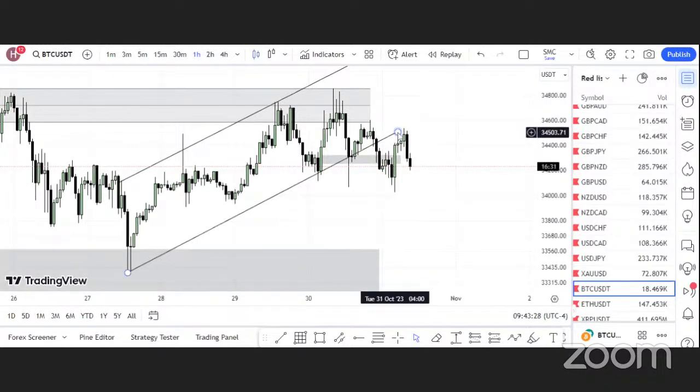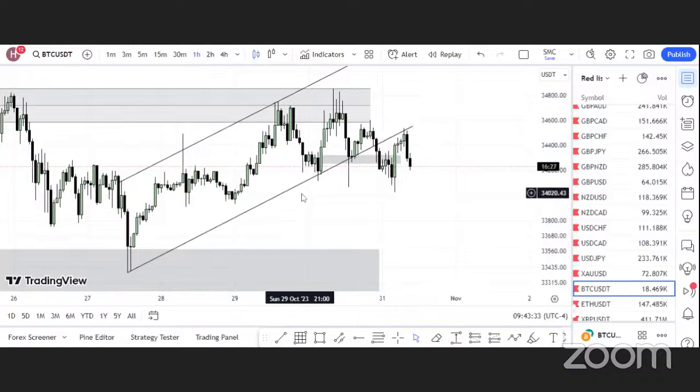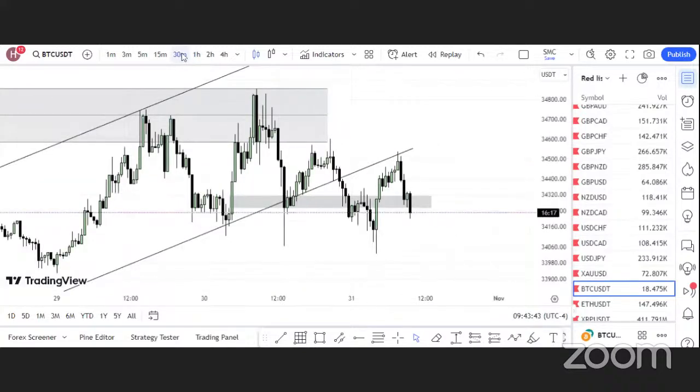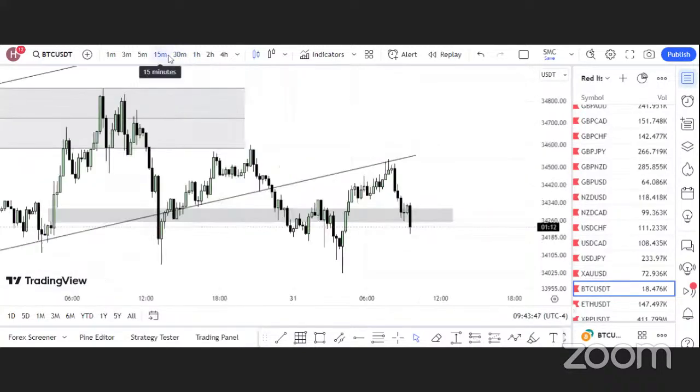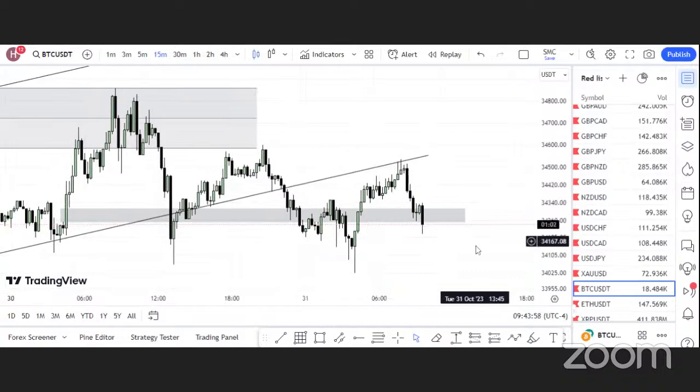Okay, so here we got the breakout. The market came back to retest the trend line, and right now the market is heading to the downside. This is a good trade. It's a good trade, but only that the entry wasn't caught immediately when it started playing out.